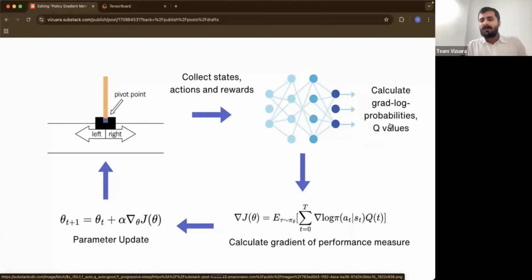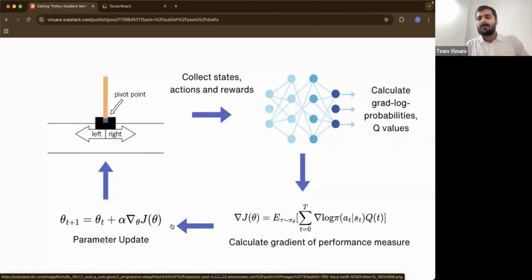After this is calculated, I am in a very good position to calculate the gradient of the performance measure because it depends on only two things, the grad log probabilities and the Q values. Once the gradient is calculated, I am going to update my parameters using the gradient ascent rule. And then I'm going to again simulate a bunch of episodes, again collect state action rewards, again calculate grad log probabilities, Q values, again do the gradient ascent. So I'm going to continue this a number of times.